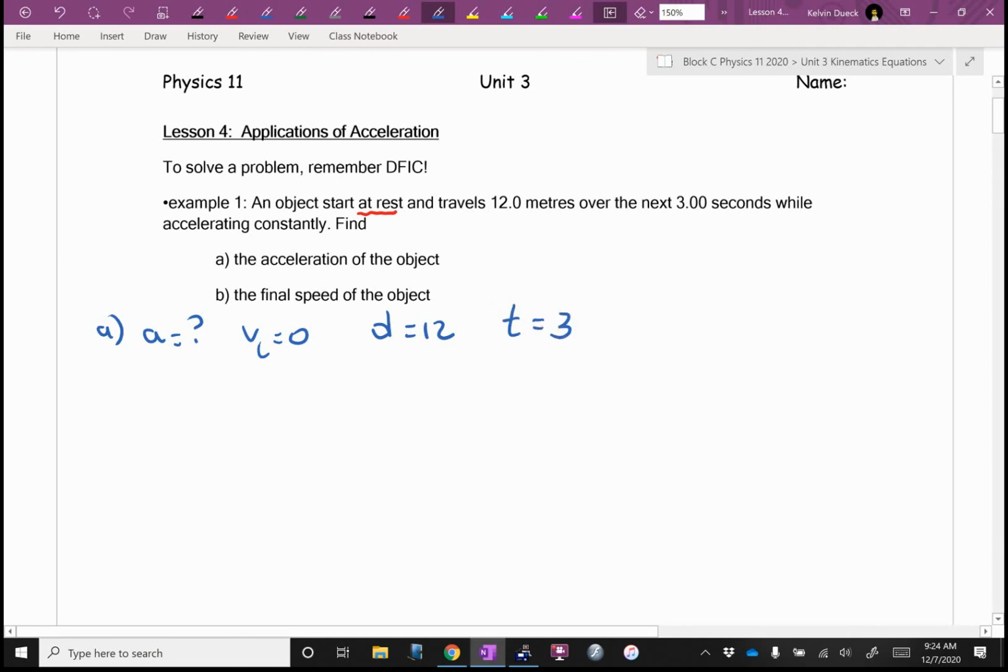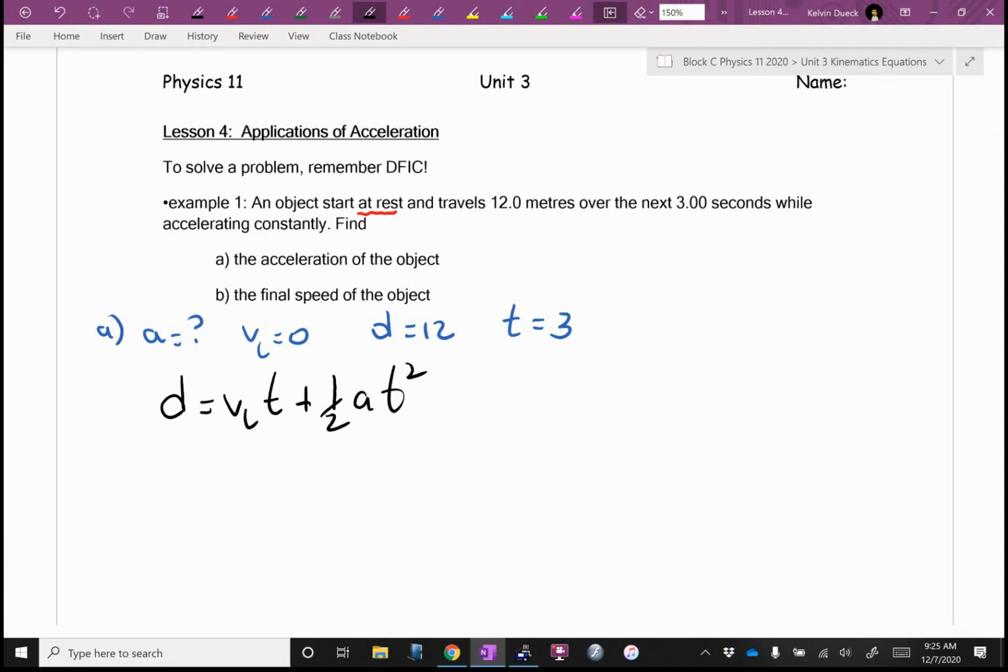Hannah, do I know 3 things? Then I can find a 4th. I'm looking for an equation that has an A, a VI, a D, and a T in it. Which one? Hannah read to me D equals VIT plus a half AT squared. And she's correct, but she also wasted my time.